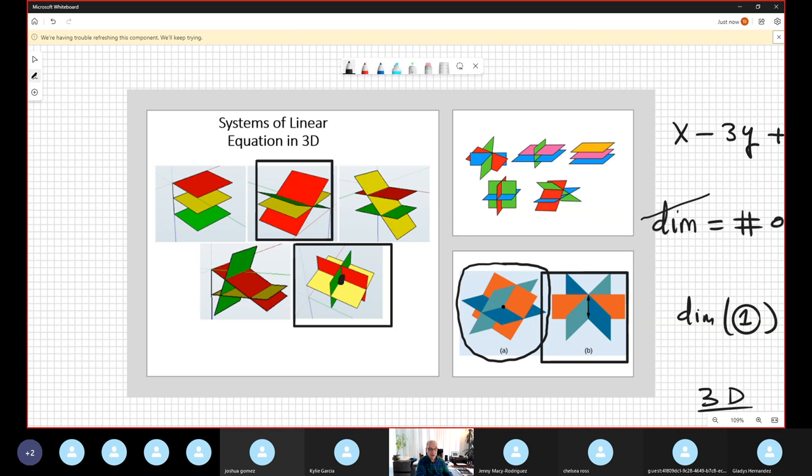Edward is a yes. Joshua is a yes. Okay, you are right. And the reason that you are right is because we have an intersecting common point, look here more clear maybe, a common point between the yellow equation, the red equation, and the green equation. Yes, we have solution. But do you have only one solution or infinitely many solutions?